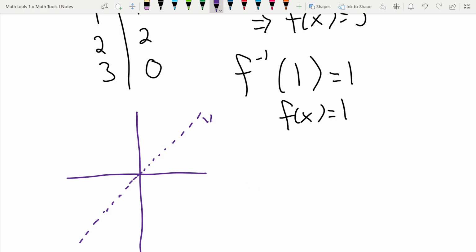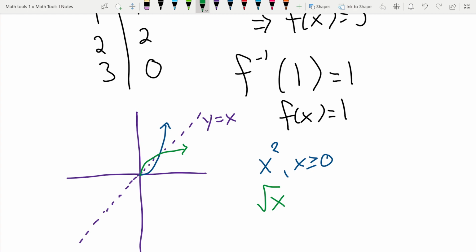This line y equals x is like a 45-degree angle at the origin. It's a straight line with slope 1, y-intercept 0. So if we take x squared, where x is greater than or equal to 0, we know that its inverse is the square root of x. When we graph that, it's going to look like this. So we can see it's a reflection over y equals x. Just a neat thing.